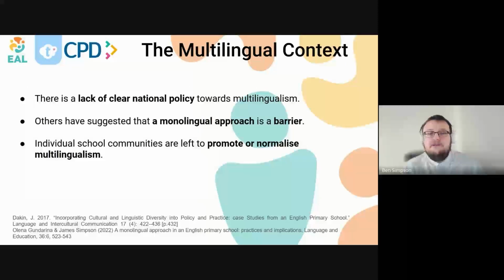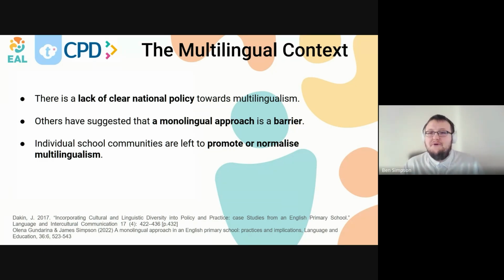A little bit more about the UK context as a whole. Studies conducted in classrooms in England suggest that due to a lack of clear national policy towards multilingualism, many multilingual students are not supported, and the potential benefits of their bilingualism are not exploited. Others have suggested that a monolingual approach that restricts home language use is a barrier to better well-being and a positive experience for multilingual learners. So we need to make sure that we're not gating off this potential benefit or impacting students negatively.